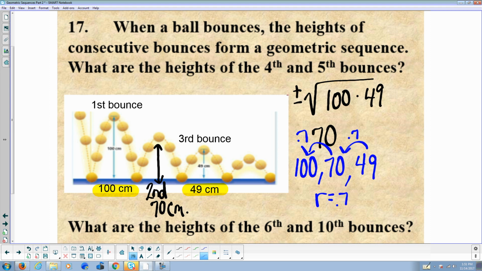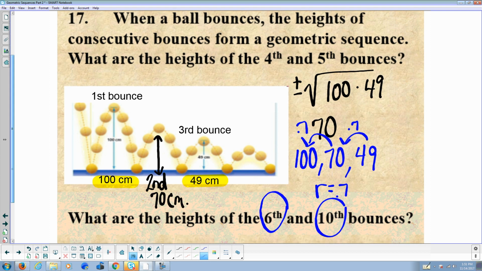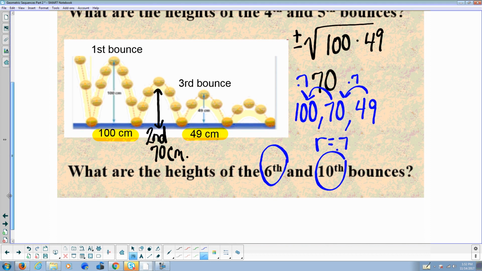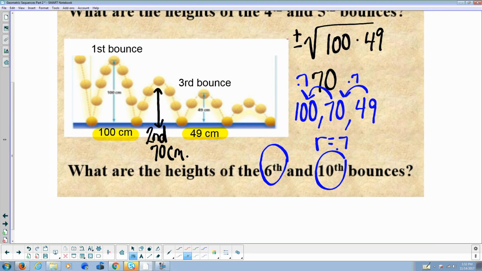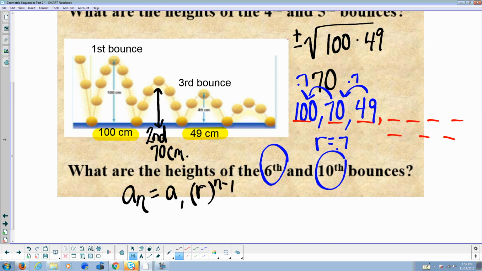The question asks me to find the heights of the 6th and the 10th bounces. I could do this two ways. I could extend the pattern. I could say this is A1, A2, A3. I could find A4, A5, A6, A7, A8, A9, A10 by extending. Or I could very quickly use the geometric sequence formula, which is what I'm going to demonstrate. AN equals A1 times R to the n minus 1.